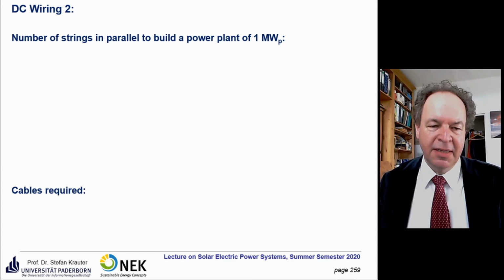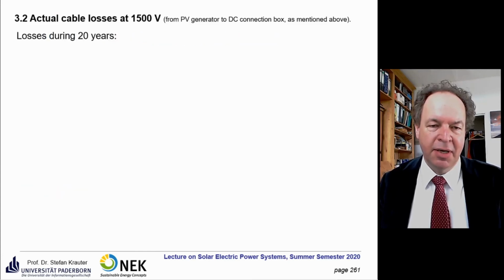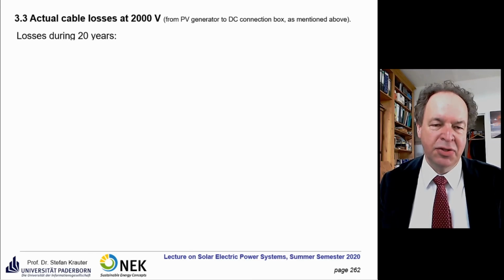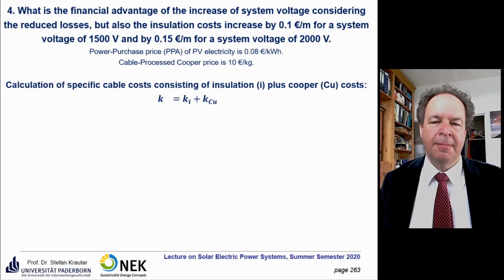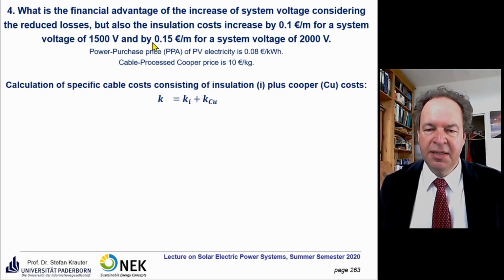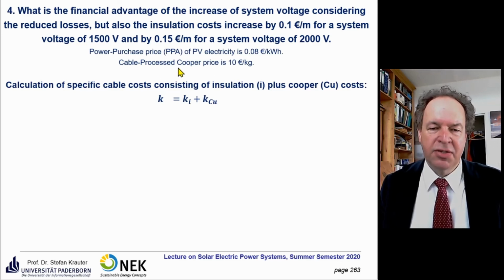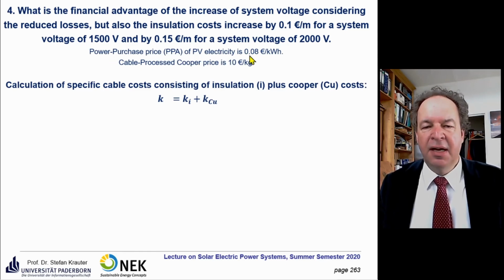So the number of strings to build in parallel, cables required, and so on, and then you calculate the same thing for 1500 volts and for 2000 volts, the actual losses and the losses during 20 years, and this will then be calculated in terms of money. And here you just have again the values. Processed copper price is 10 euro per kilogram, so you should know how much copper your cable needs according to the length and the diameter. And the gain here, you get 8 cents per kilowatt hour, so it's quite a common value for your PV electricity.